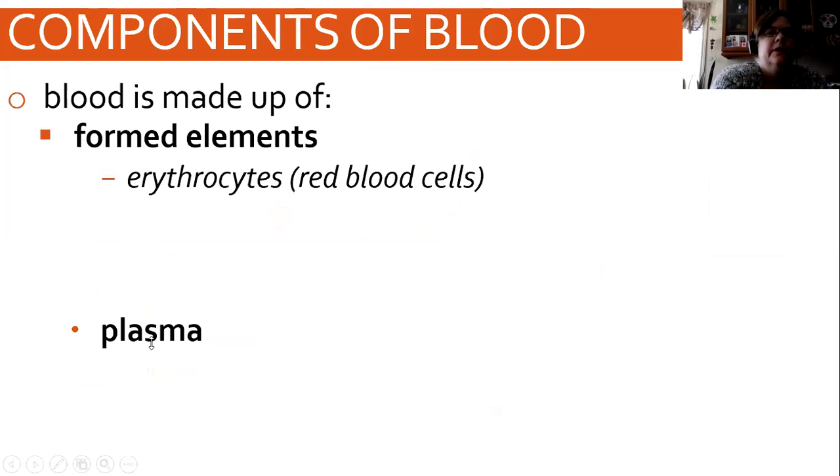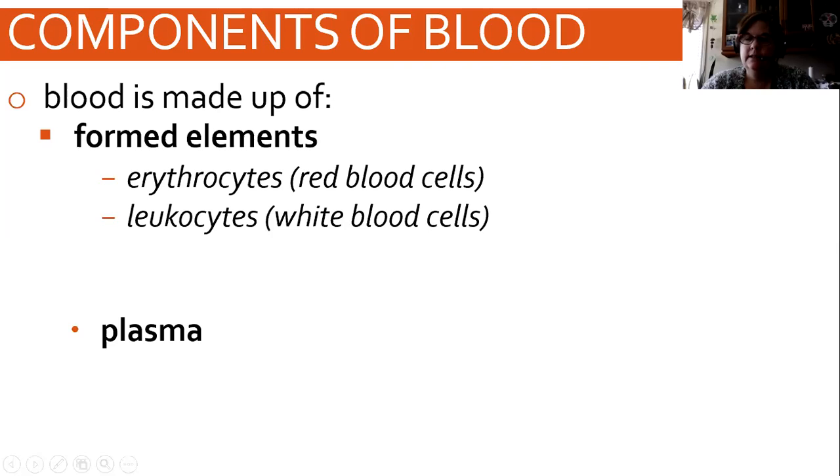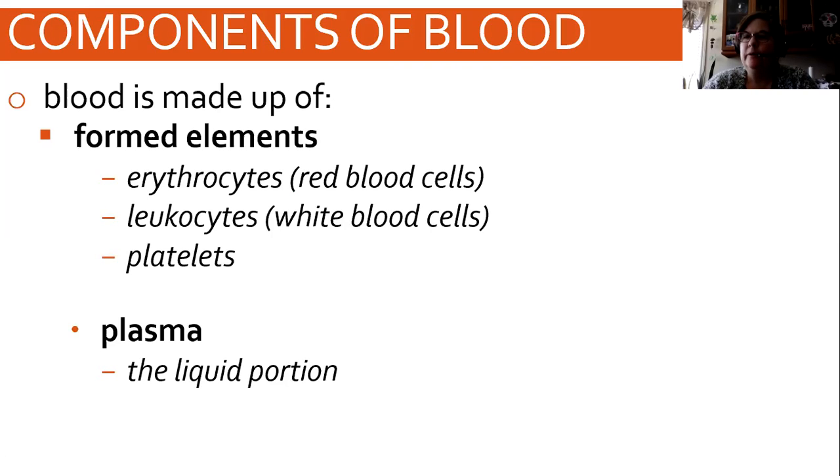Okay, so we're going to start by looking at these components here. So our formed elements. The first one is our erythrocytes. That's the fancy word for red blood cells that you need to know. There is leukocytes. You need to know that word as well, white blood cells. And then platelets. Okay.